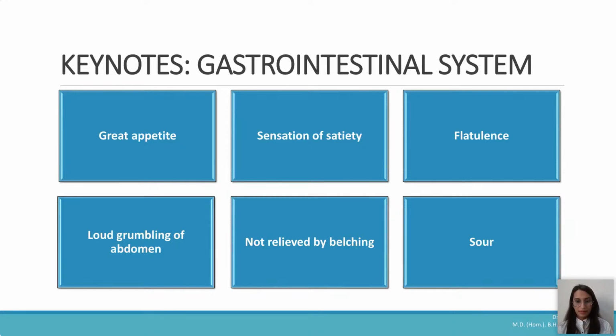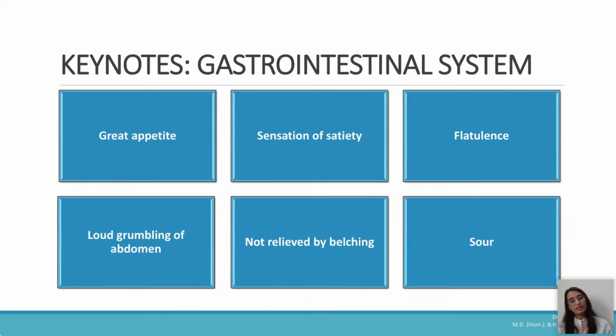Firstly, great appetite. Lycopodium individuals have a great appetite. But as soon as they start eating, they feel full. That is a sensation of satiety that I'm talking about. The appetite is to an extent that if they don't eat, they get headaches. And also they have to wake up at night with a sensation of hunger. This is similar to Sulphur and China. So that much is the appetite.